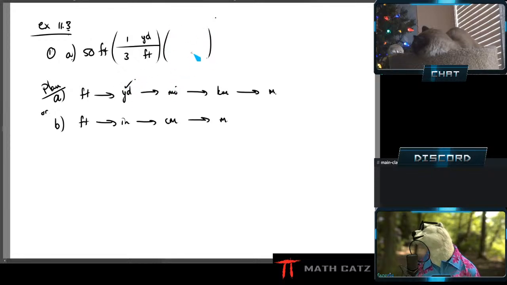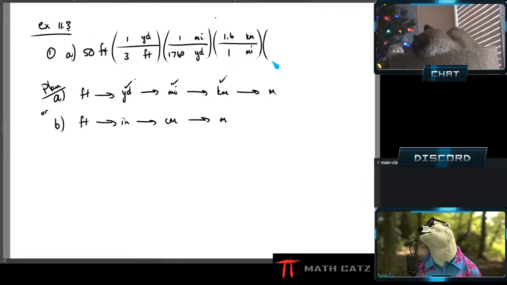Now I need the yards and miles. That was the weird one that I may not have known. 1 mile is 1760 yards. Now I'm in miles. Then I go over to kilometers, miles and kilometers positioned like that. 1 mile, 1.6 kilometers. Now I'm in kilometers. Lastly, go to meters, kilometers at the bottom, meters at the top. 1 kilometer is 1,000 meters. Now I'm in meters and I'm done.